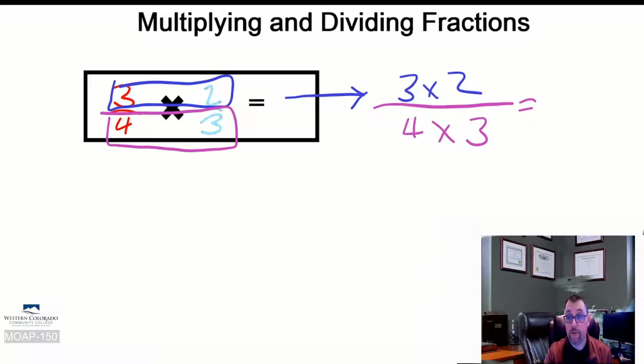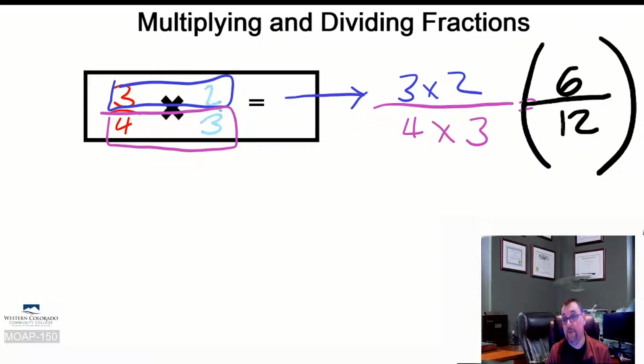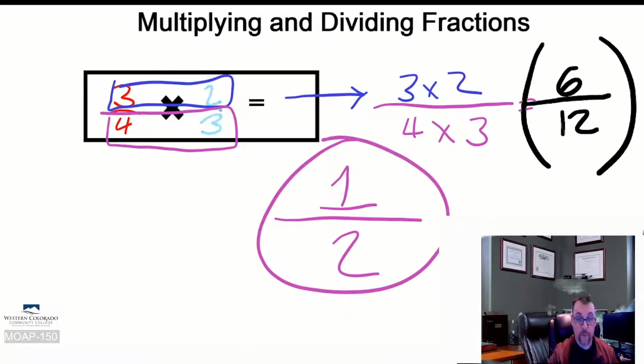So 3 times 2 is 6. 4 times 3 is 12. So we've done that multiplication. Can we leave our answer in that form? No, it has to be reduced. So will 6 go into 12? Yes, it absolutely will, and it goes in one time. So we can reduce the 6 over 12 fraction to 1/2, and we have just multiplied 3/4 by 2/3.